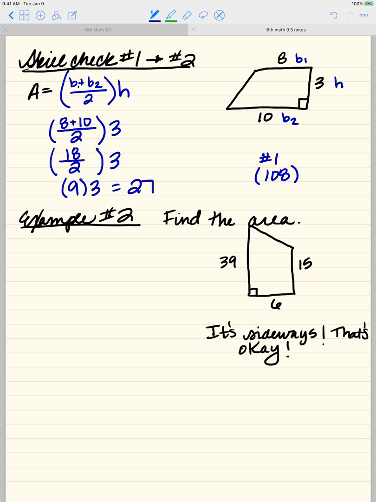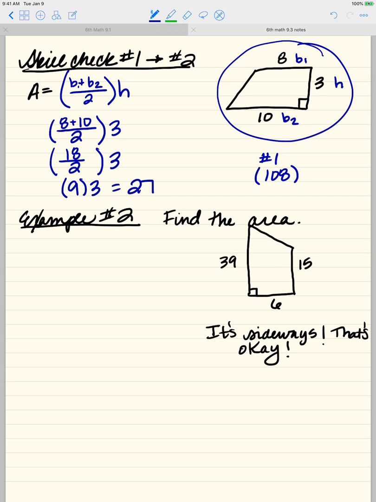Okay, example number 2. Find the area of this trapezoid. Uh-oh, the trapezoid is sideways, okay? It looks kind of different because it's drawn a little differently than, let's say, this trapezoid that we have up here. It's okay that it's sideways.